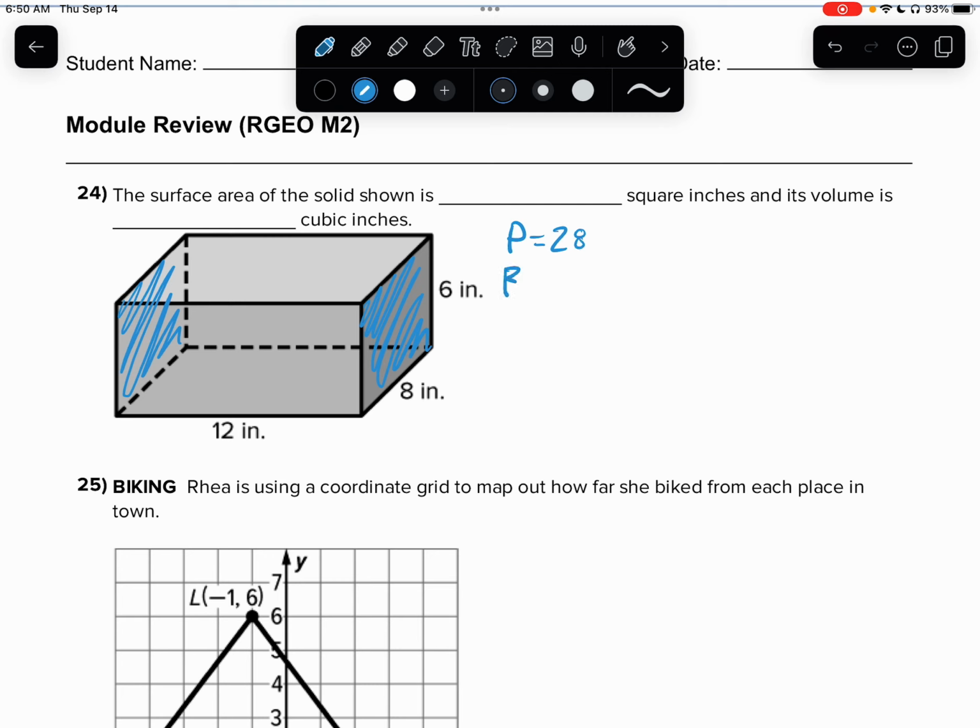The area of that base is 6 times 8, so 48. And then the height connecting the two bases would be this h that connects my two bases there. So my surface area formula for a rectangular prism is ph plus 2b. So that'll be S equals 28 times 12 plus 2 times 48. So 28 times 12 plus 2 times 48 is 432.